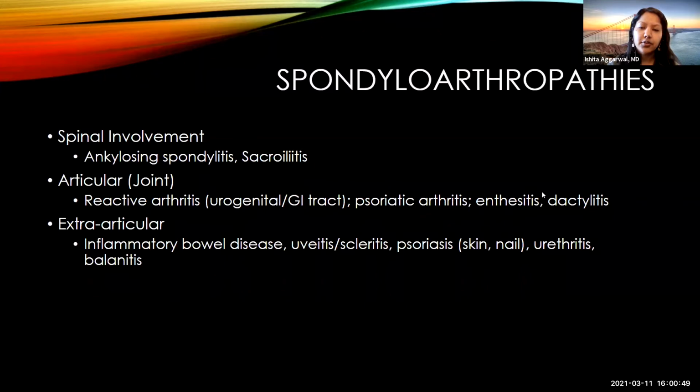And you may have involvement of the entheses, which is where the tendon meets the bone, and inflammation of the entheses. Or you may have dactylitis, which is also like a severe sausage finger appearance of a finger or toe. Some of the other associated symptoms you may see with spondyloarthropathies include inflammatory bowel disease, a history of inflammation of the eye, so uveitis or scleritis, psoriasis involving the skin or the nails, urethritis and balanitis may also be associated.